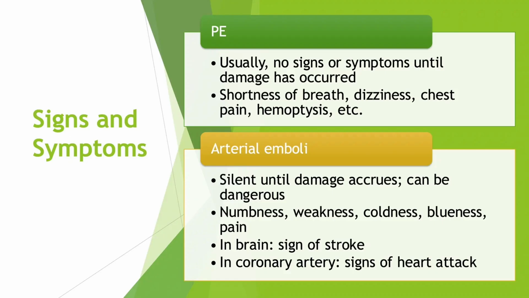Symptoms include numbness, weakness, coldness, blueness, and pain in the affected area. When an arterial embolus lodges in the brain, it's a sign of stroke. When it lodges in a coronary artery, it produces signs of a heart attack.